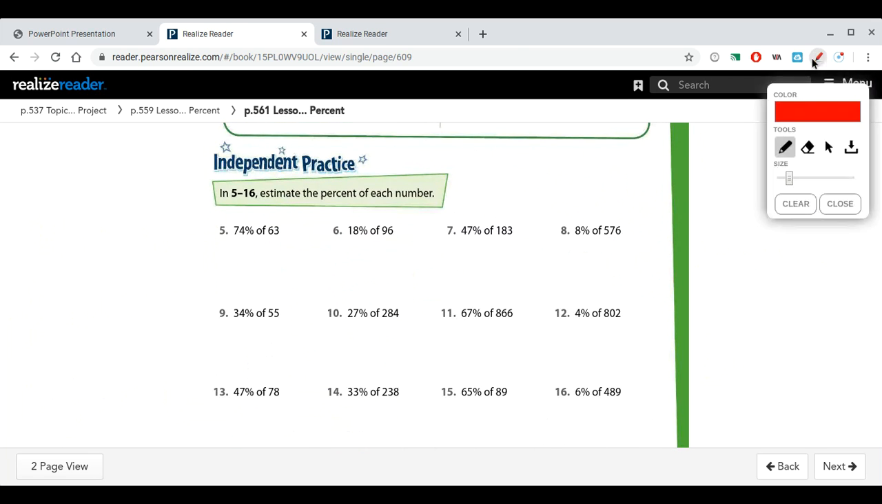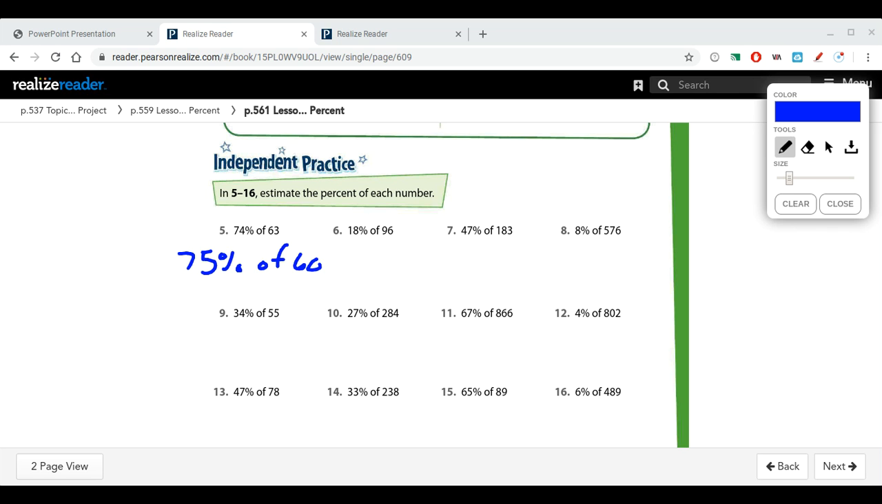So what I would like to see on your independent practice, you have a lot of them, so we're not going to do all of them. I will do a couple with you just so I can show you what I would like to see for these problems. We're just going to start with number 5. I want to see the estimation that you did. So 74%, I'm going to change that to 75% of 60. And then I want to see what your estimation answer is going to be.